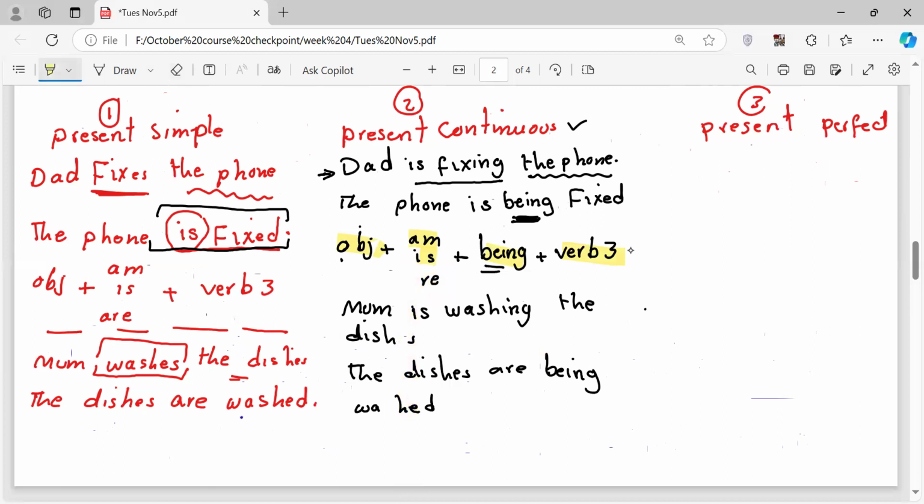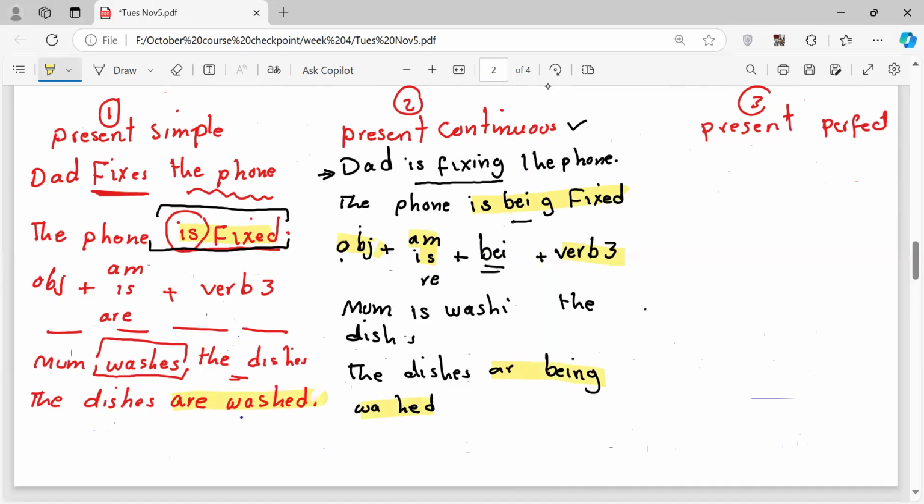What's your question now? I just wanted to ask. When you said this example, Dad is fixing the phone, and then changed it to passive, the phone is being fixed. Won't we have to write also "fixed by Dad"? This is optional, so I didn't mention it. Okay, thanks. Is being fixed or are being washed. But look here, we said only is fixed and are washed.